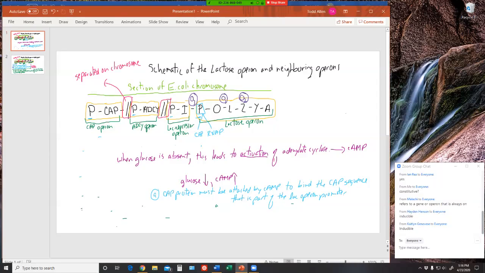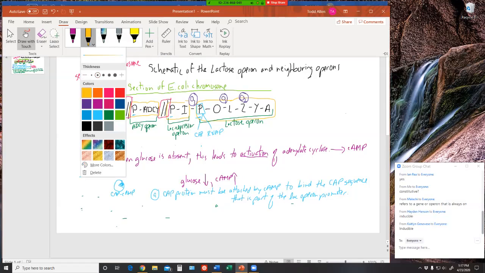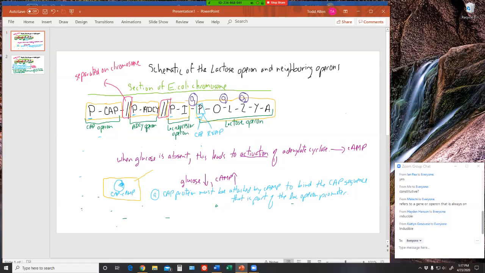Okay. The cap protein must be attached by cyclic AMP in order to bind to the cap sequence of the promoter. So if I draw the cap protein like this, and I take a wedge out of it, and say that wedge there is cyclic AMP, where cyclic AMP binds. So I have cap and cyclic AMP. That combination of molecules is what normally binds to the cap sequence of the promoter, okay?